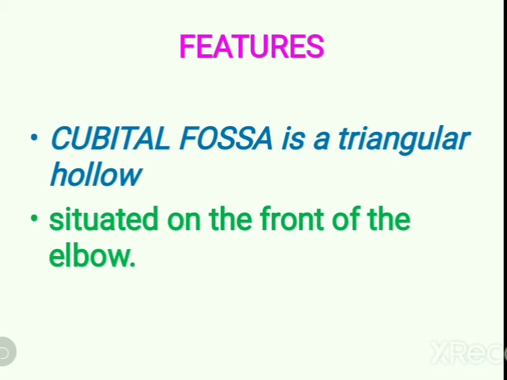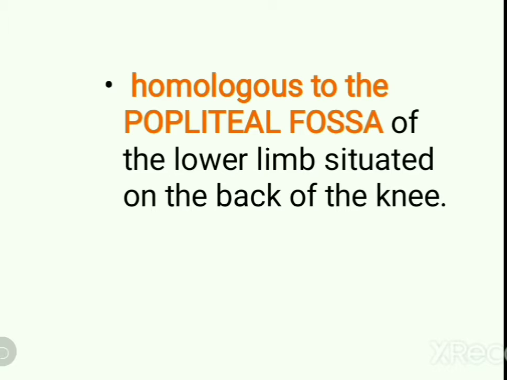So we can find the cubital fossa if we look at the front of the elbow, and it is triangular in shape. It is a hollow structure and it is homologous to a structure which is called the popliteal fossa, which is present on the back of the knee.